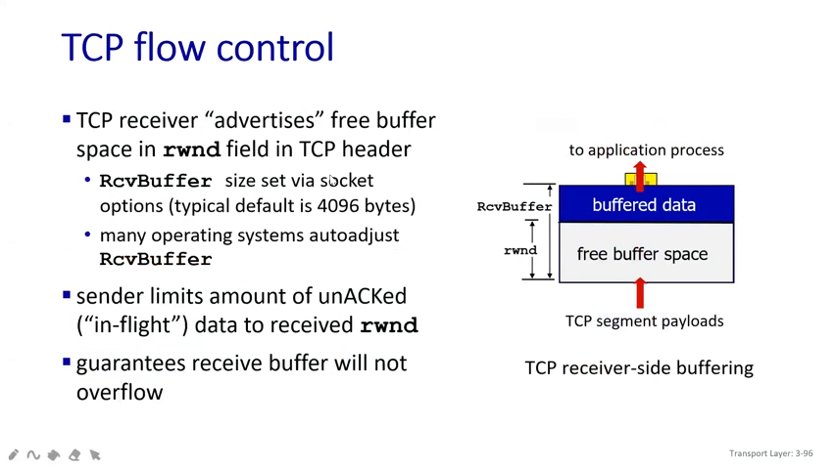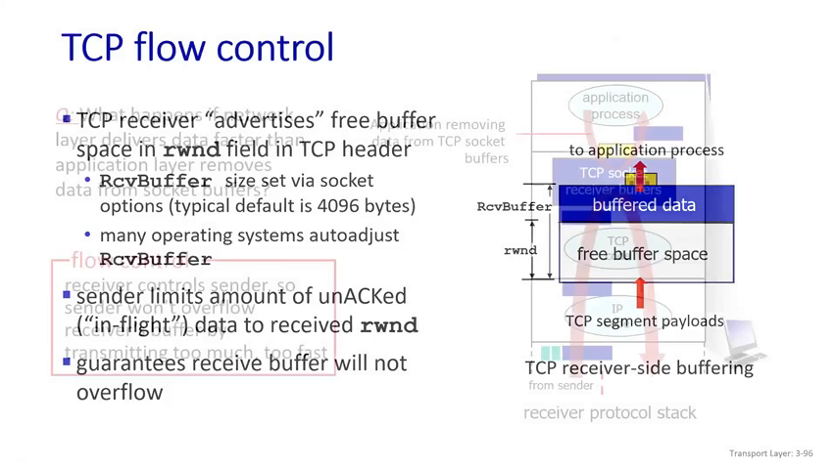Now moving towards one more slide, here you can see the detailed description of the buffering part, how it is happening. The TCP receiver advertises the free buffer space in the RWND field in the TCP header. So what is the meaning of that? How is it going to do it? There will be a window, the receiver window. What is this RWND? Receiver window. So the receiver window will be there and some buffer data will be there.